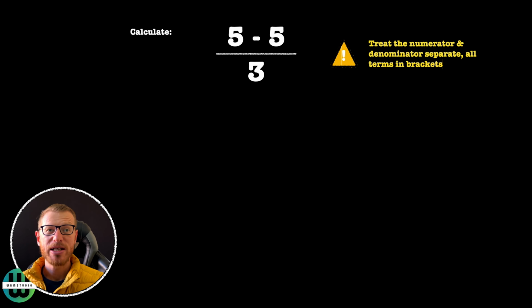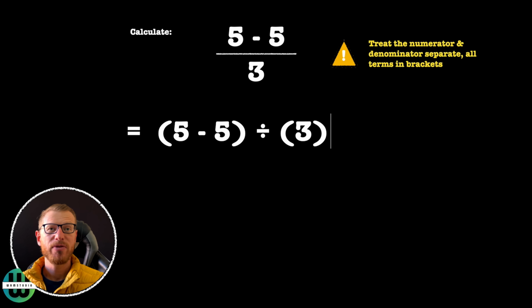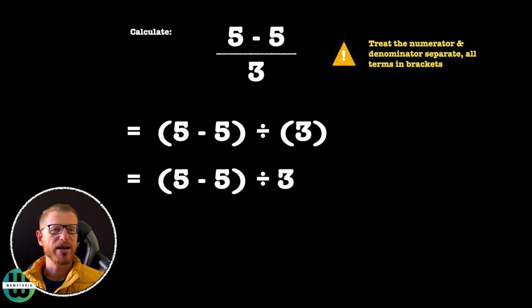Now let's calculate 5 minus 5 over 3, meaning 5 minus 5 divided by 3. Again, I'm going to treat my numerator and denominator separately, all my terms inside the brackets. Let's rewrite this as 5 minus 5 in brackets divided by 3 in brackets. Now I'm going to discard that bracket of the 3 because it's only one term. There's no orders, there's no anything. And I'm going to have 5 minus 5 in brackets divided by 3.